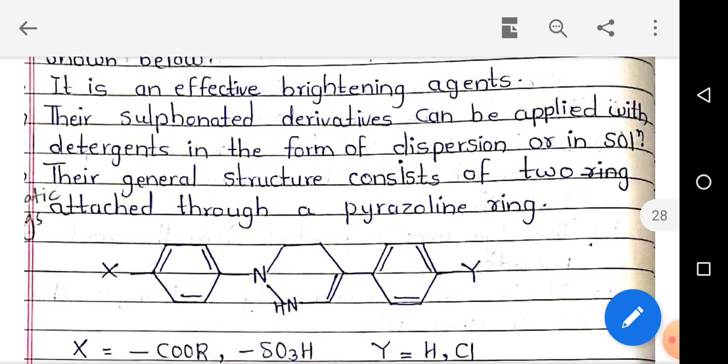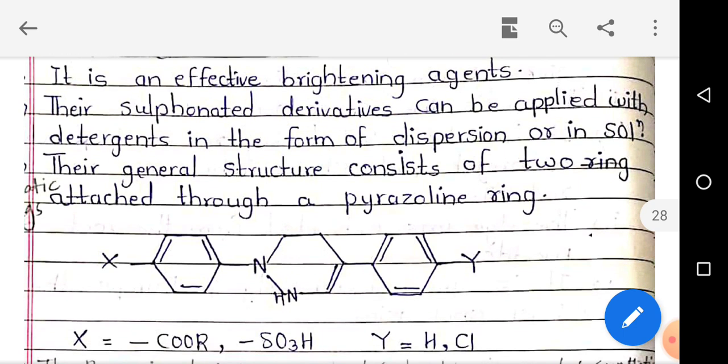The structures are attached to one another. There are three structures. One of them is the benzene ring, another one is the nitrogen containing ring, and the last one is the benzene ring. Both are attached, and they are all in series.